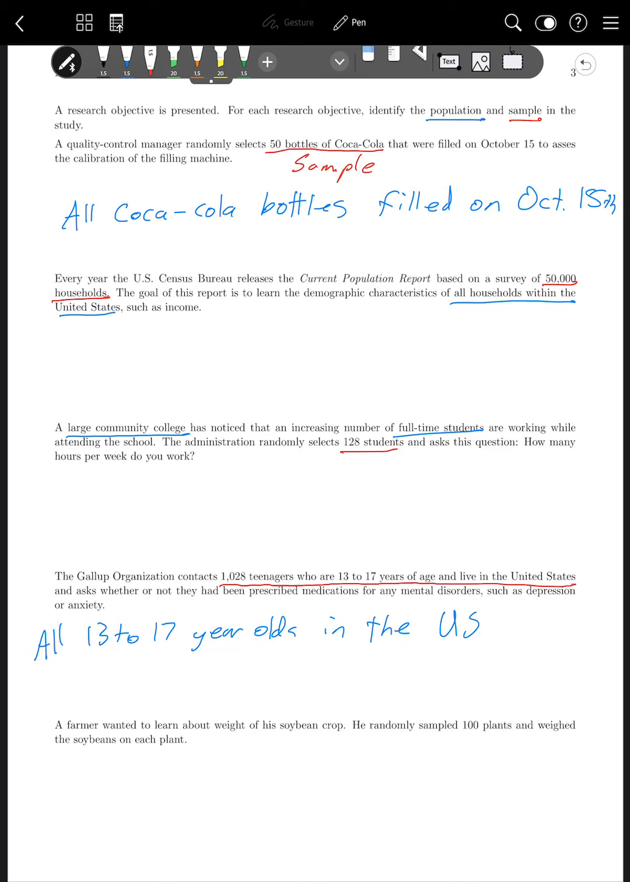And the last one here, a farmer wanted to learn about the weight of his soybean crop. He randomly selects 100 plants and weighed the soybeans on each plant. So in this case, the population would be all soybeans in the crop. And the sample would be the 100 plants that he randomly selected. Okay, so that's the difference between population and sample and how to recognize them in a study. Once again, the word all is a really good giveaway that you're probably talking about a population.